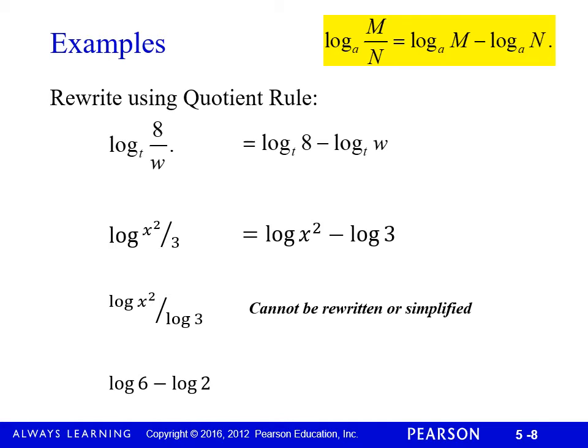And the last one, log 6 minus log 2. This gives us the log of 6 over 2. That is a fraction that can be simplified, and we should do that. So this simplifies to simply the log of 3.